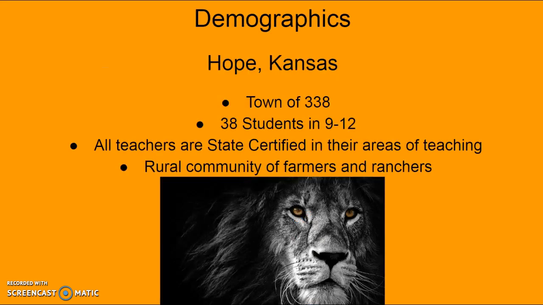Demographics, like I said before, we're in Hope, Kansas, which is south of Junction City, about 30 minutes. Town is roughly 338 people. In grades 9 through 12 this last year, we had around 38 students. We have quite a few that come and go as the year goes on, so 38 was about the number we ended on. All teachers are state certified in their areas of teaching. Rural community of farmers and ranchers. And you can see our logo there of the lion.